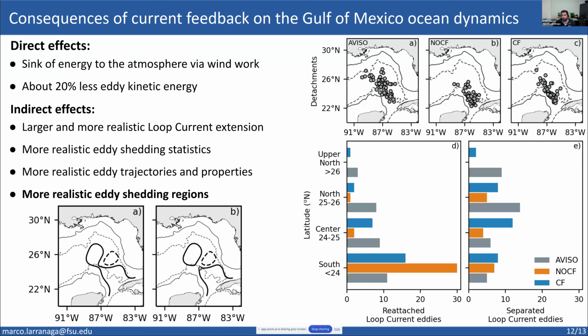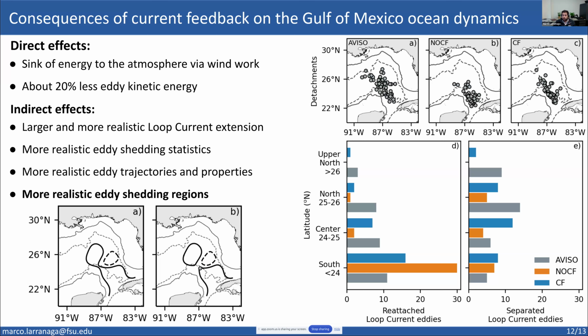Here we have Aviso, no current feedback, and current feedback maps. As we can see, the no current feedback detachments are mostly shifted south, but when we have the current feedback, we improve the occurrence of detachment in the north, but we are missing some of the variability that we have in Aviso. We are still having a bit of problems, but we are doing better with the current feedback.